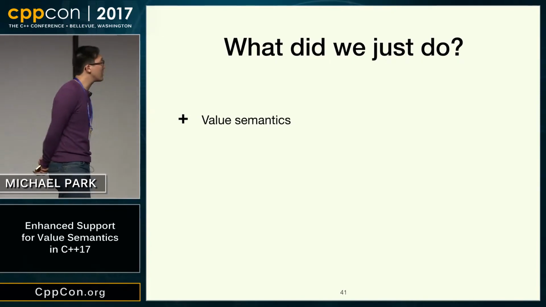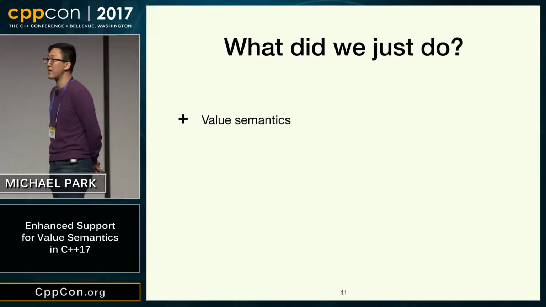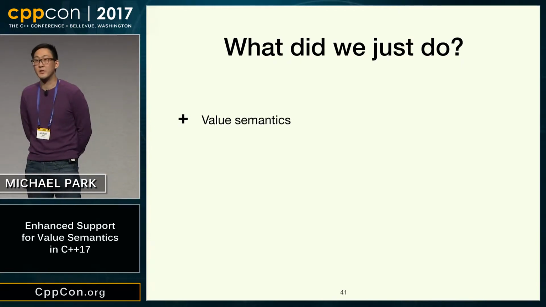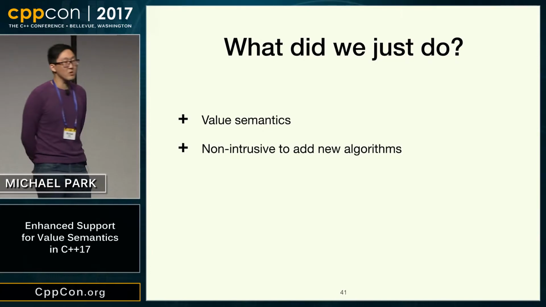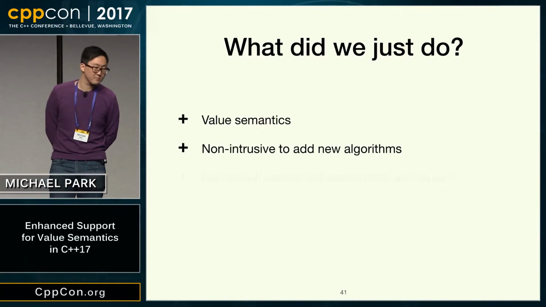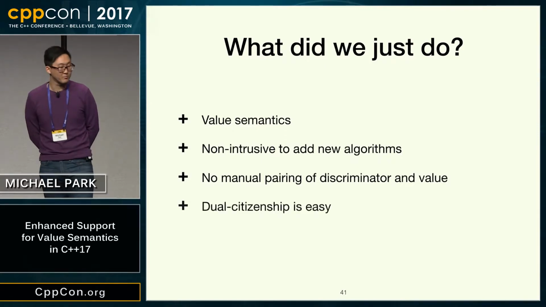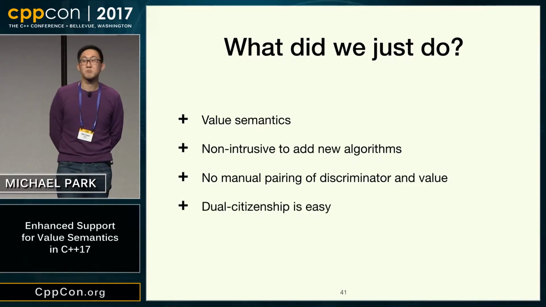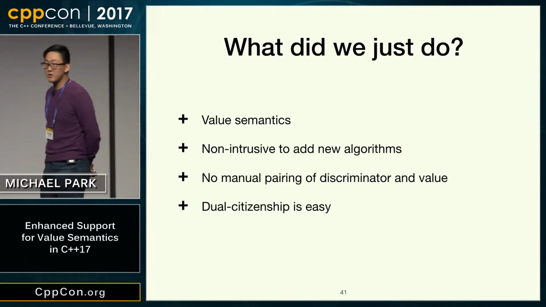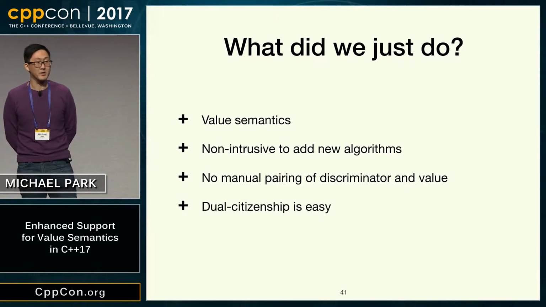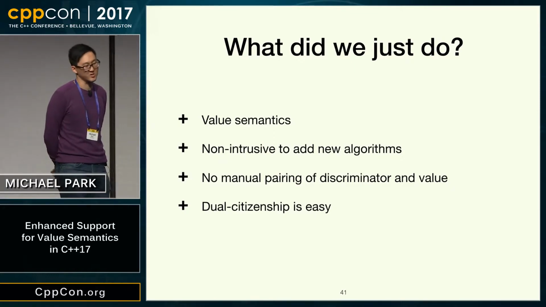So what did we just do? Well, we got back value semantics because variant has value semantics. It's going to store cat, dog, or horse fully within its object. You can add new algorithms non-intrusively, as we just saw. No manual pairing of the discriminator and the value. Dual citizenship is easy. If you want horse to be part of a transportation hierarchy, toss it in there, and it's just a horse. There's no association with either of the hierarchies. It just exists.